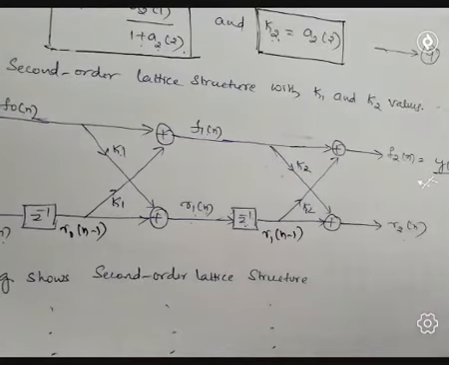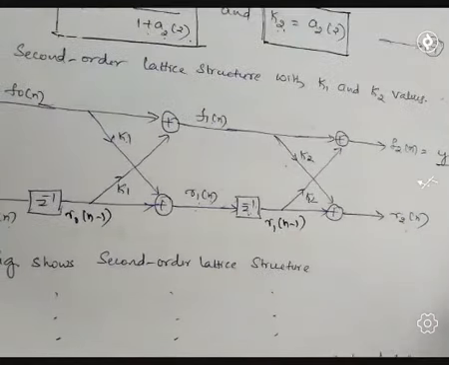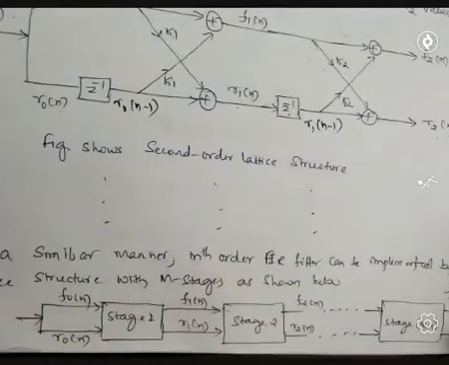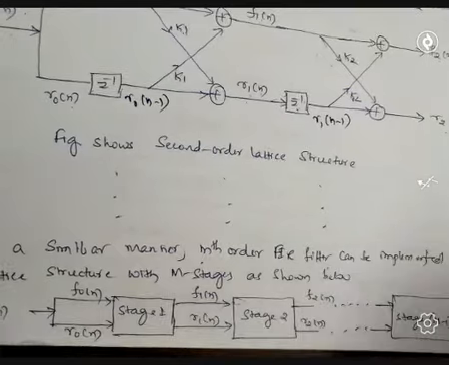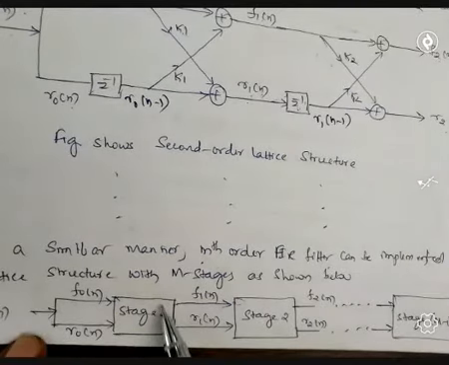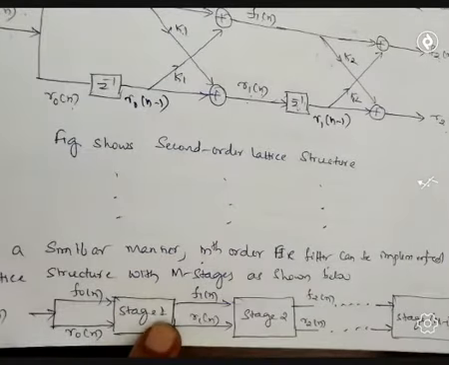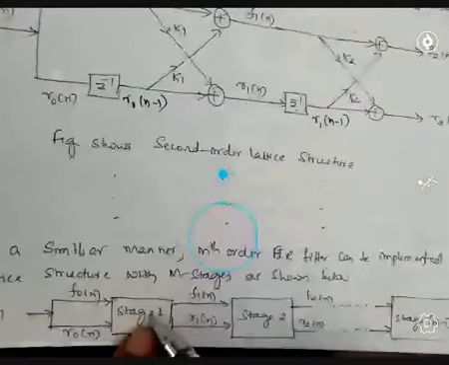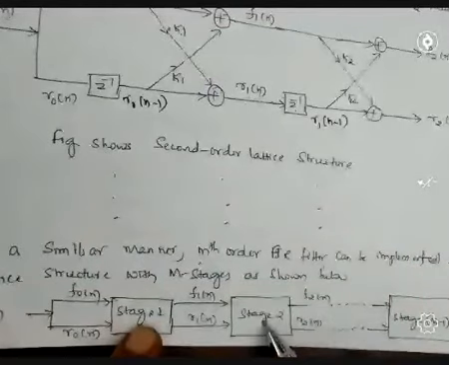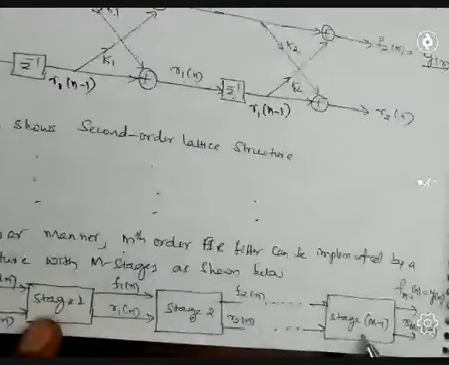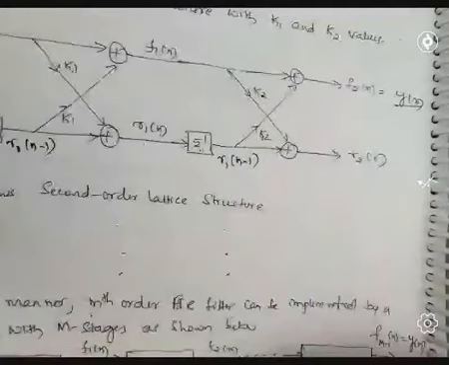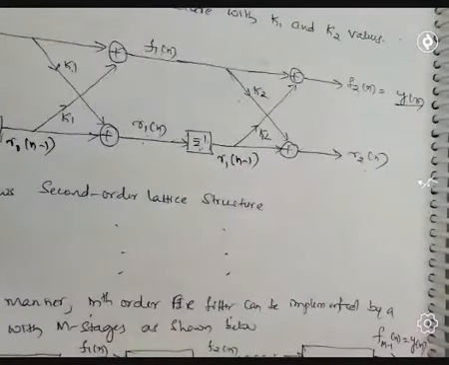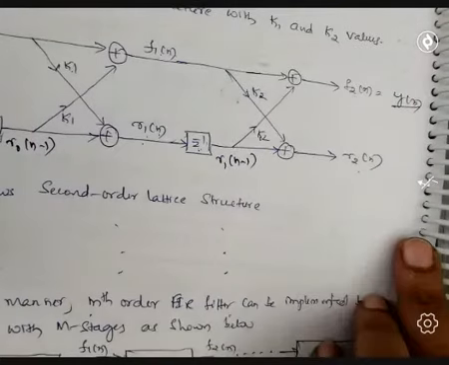If it goes on like this, in a similar manner, the mth order lattice structure can be implemented. First order lattice structure means stage 1, second order means stage 2, and it goes on like this. We have to make a cascade connection, then we'll get the mth order lattice structure. Next, we are going to discuss how to convert from lattice structure to direct form and vice versa, direct form to lattice structure. For that, we have to follow some formulas.